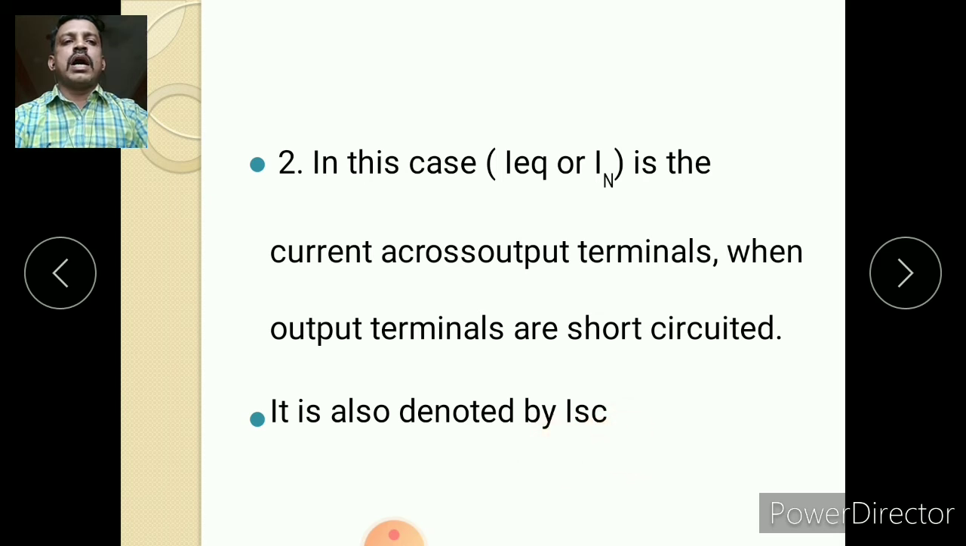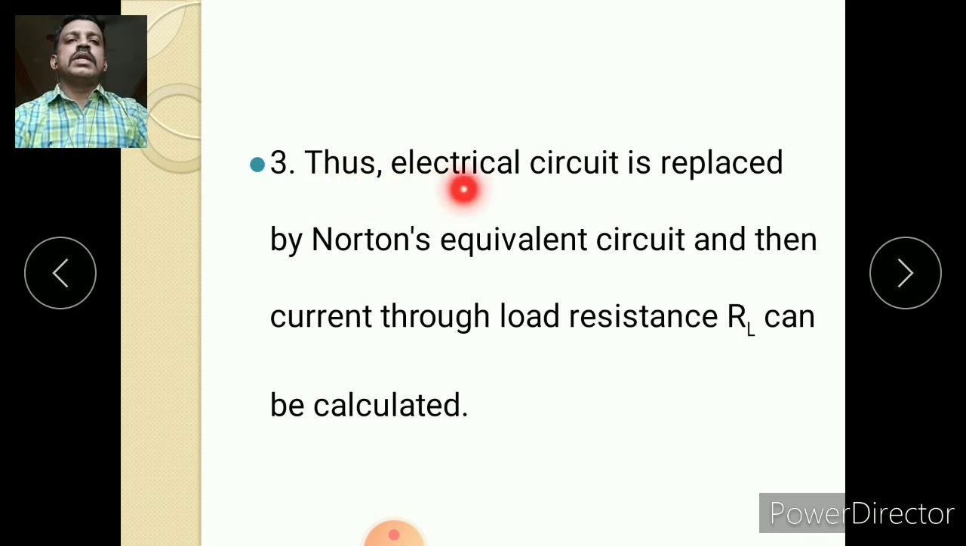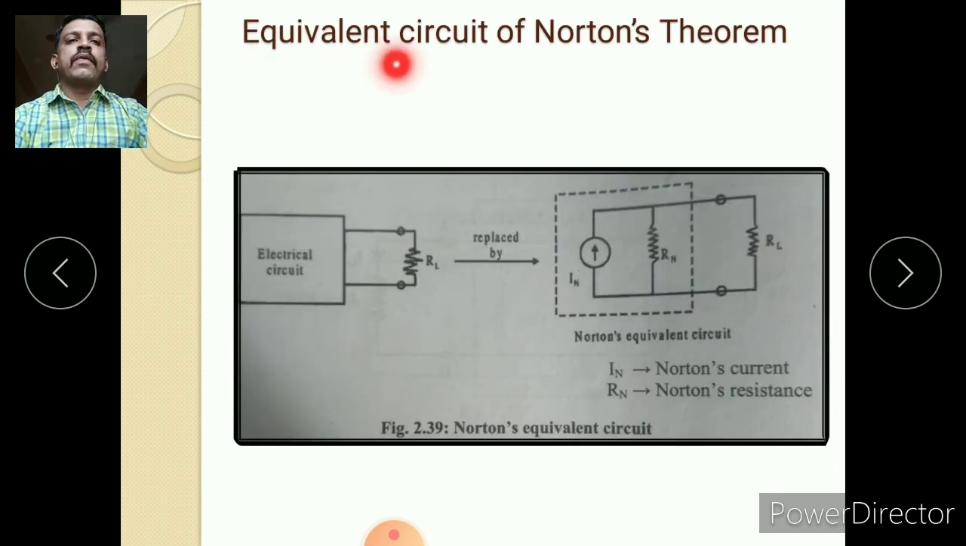So it is ISC. Thus the electrical circuit is replaced by Norton's equivalent circuit and then the current through the load resistance RL can be calculated. Equivalent circuit of Norton's theorem. So this is our normal circuit and it is replaced by Norton's equivalent circuit. This dotted line shows the Norton's equivalent circuit, where the Norton's current source and the Norton's resistance RN and RL are all connected in parallel.